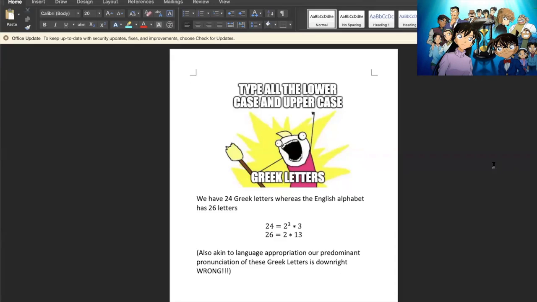And sorry if you were expecting a video about subscripts and superscripts, I lied. Today we're going to be looking at how to type all of the Greek letters in lowercase and uppercase.